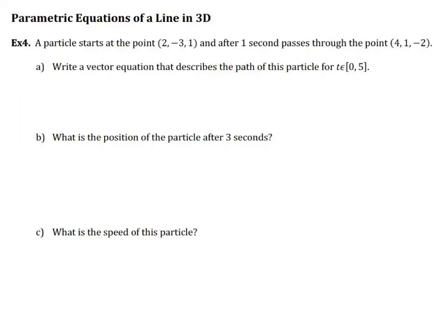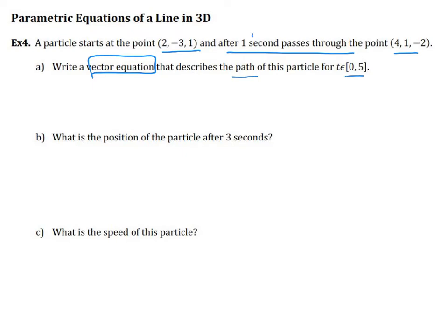Now we are on problem 4. So it's just kind of a basic example to show you that adding z doesn't really change any of your process. So it's all the same, except now instead of having an x and a y, we have our third dimension of z. So it says a particle starts at point (2, -3, 1), and after 1 second passes through point (4, 1, -2). Write a vector equation that describes the path of this particle from 0 to 5 seconds.